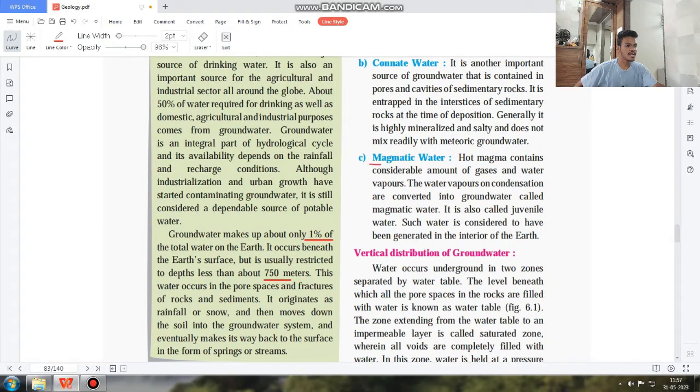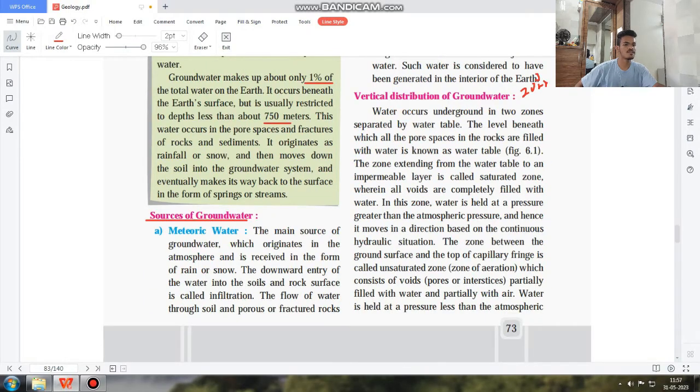They had asked, write a short note, I think, what is magmatic water? Yes, it had come in a 4-mark question. The last question, which came combined, they had asked, what is magmatic water? For 2022 this had come. What is magmatic water? Okay, so this is one of the sources of groundwater.